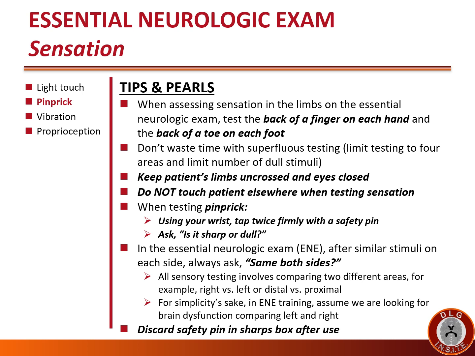When using a pinprick, using your wrist, tap twice firmly with a safety pin. Ask, is it sharp or dull? In the essential neurologic exam, after similar stimuli on each side, we always ask, same both sides? Because all sensory testing involves comparing 2 different areas, for example, right versus left or distal versus proximal. For simplicity's sake, in the essential neurologic exam training, we assume we are looking for brain dysfunction and comparing left and right. Don't forget, always discard the safety pin in a sharps box after use. Never reuse a safety pin on another person.